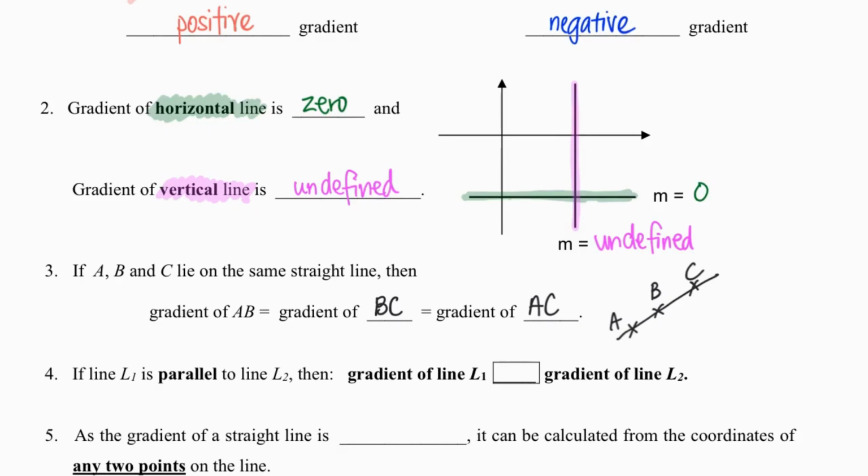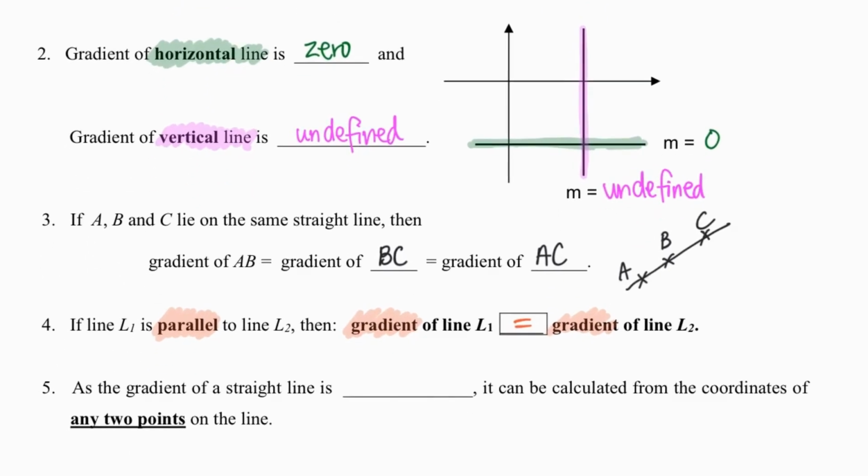And if the lines are parallel, let me find another interesting color, orange. If the two lines are parallel, the gradients are equal to each other. Same gradient, parallel lines.